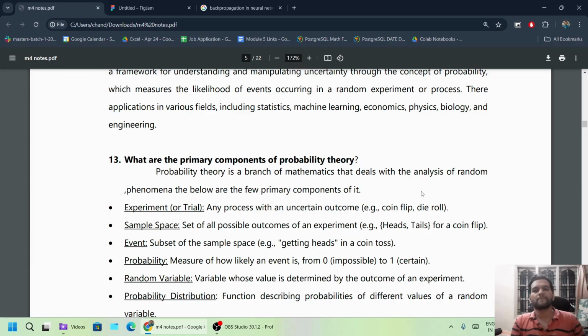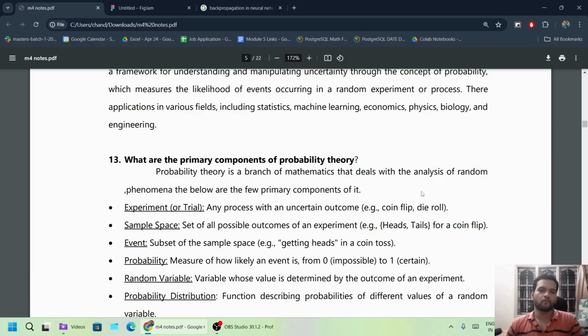Second one is sample space. Sample space is the set of possible outcomes in the experiment. That means when I flip a coin, either head or tail will come. Rolling the die: 1, 2, 3, 4, 5, like that.